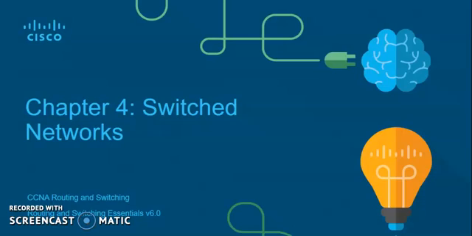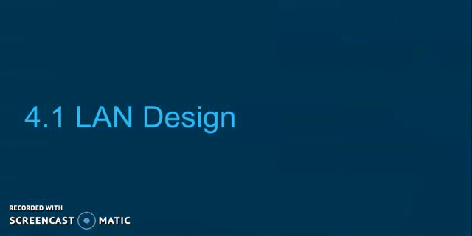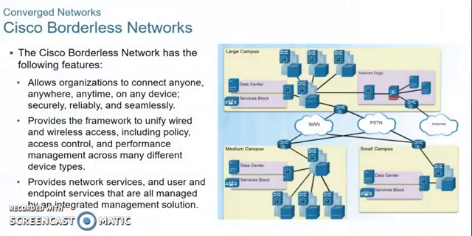We are going to review chapter 4, switched networks. First we are going to discuss about converged network. What is a converged network? A converged network is a single network that provides multiple services like voice, video and data through a single network.